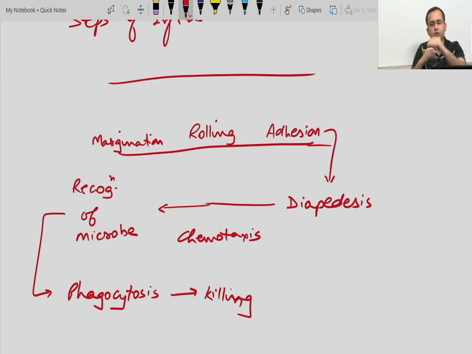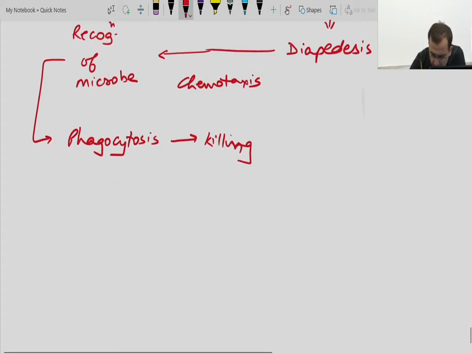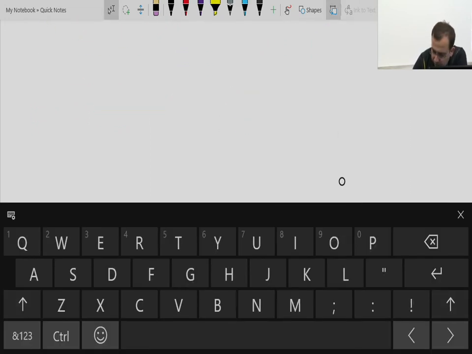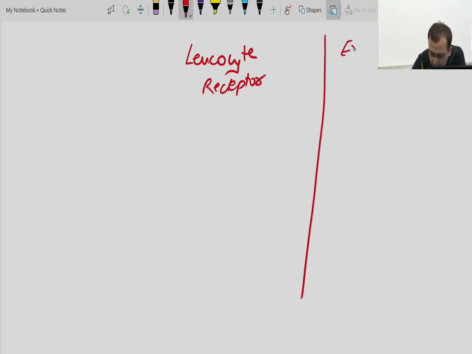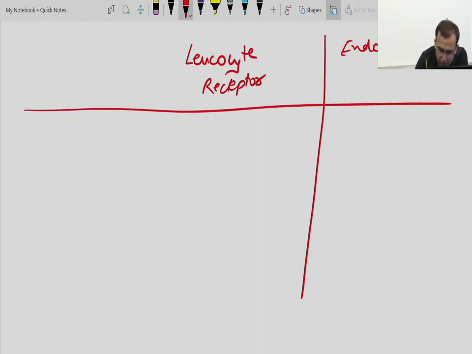So, how are rolling and adhesion taking place? In rolling, the receptor on the leukocytes will attach to something present on endothelial cells. So let us make that table: leukocyte receptor and endothelial receptor. Starting with rolling.